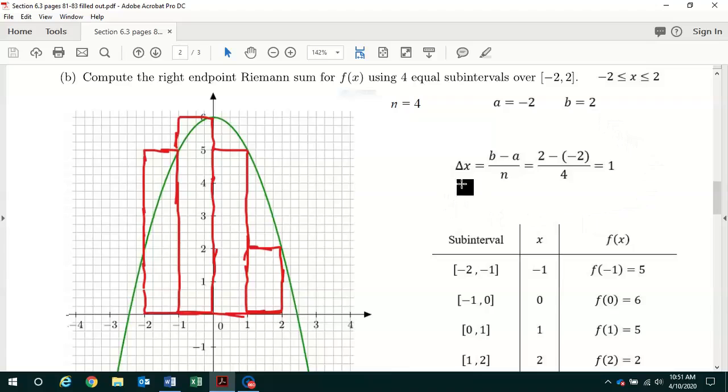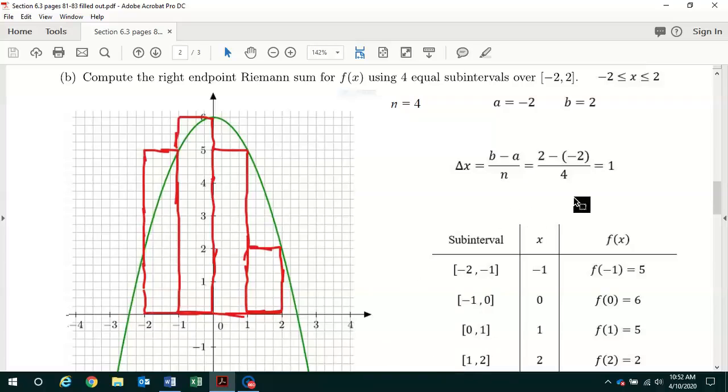So the width of each rectangle, delta x, is equal to b minus a over n, which is 2 minus -2 over 4, which is equal to 1. So each rectangle has a width of 1 unit. Starting at x equals -2, the base of the first rectangle goes from -2 to -1, the next from -1 to 0, the next from 0 to 1, and the last from 1 to 2. Those form our 4 subintervals.